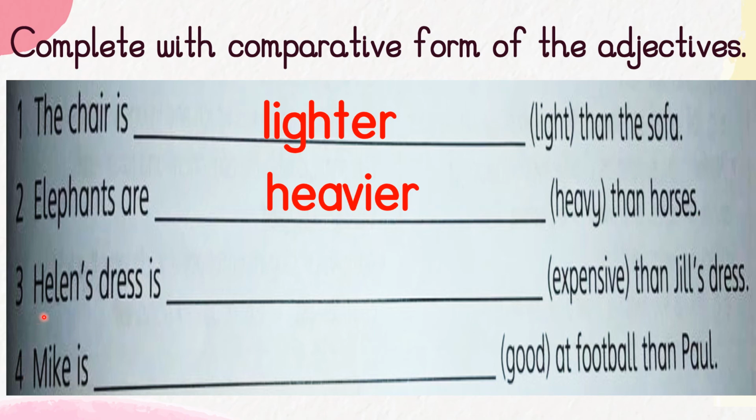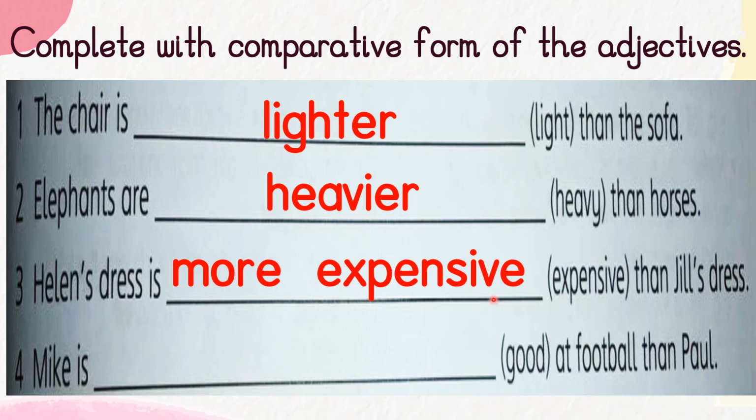Now next one we have Helen's dress. Helen's dress is, then you compare it to Jill's dress, so it will be, yes, very good, more expensive. Next one, you still remember the word good? This is a special one. We have Mike here and Paul, so which one is better? Yes, very good, better, lebih bagus, 比较好, at football. So take a look. The chair, shall we do together?